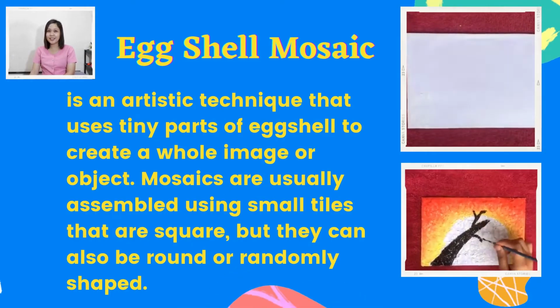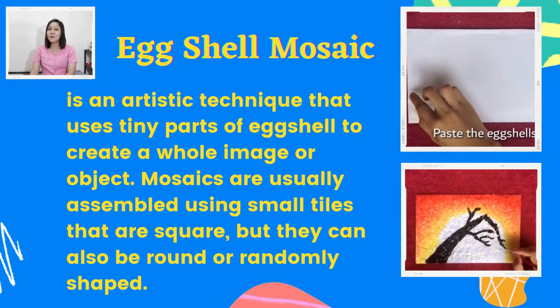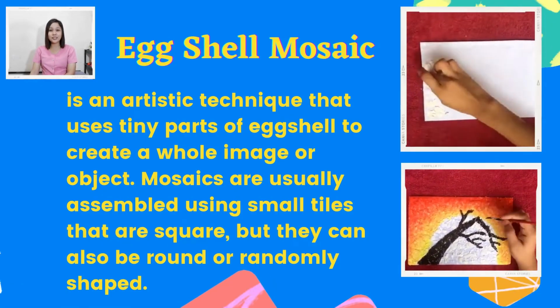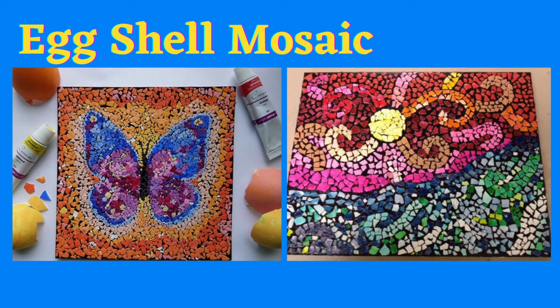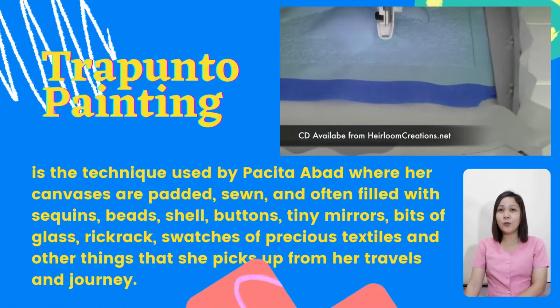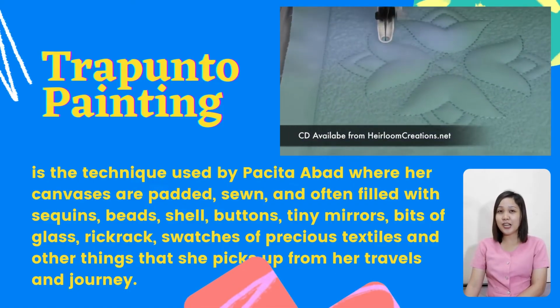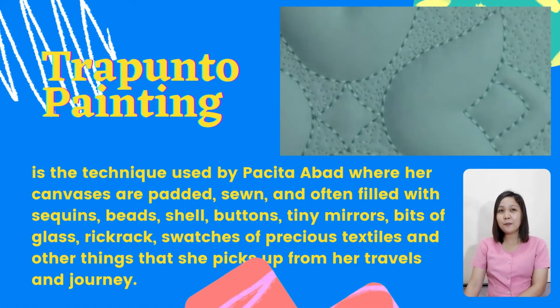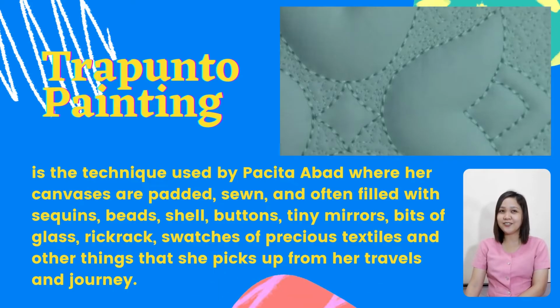Shell Mosaic is an artistic technique that uses tiny parts of eggshell to create a whole image or object. Mosaics are usually assembled using small tiles that are square, but they can also be round or randomly shaped. Trapunto painting is the technique used by Pasita Abad where canvases are padded, sewn, and often filled with sequins, beads, shell, buttons, tiny mirrors, beads of glass, rickrack, swatches, or precious tiles, and the other things that she picks up from her travels and journey.